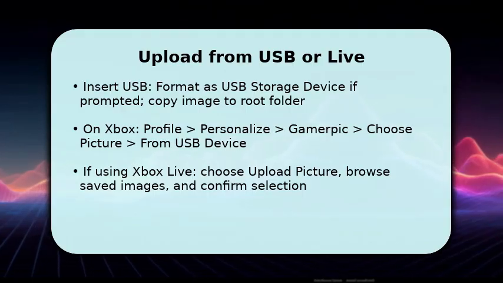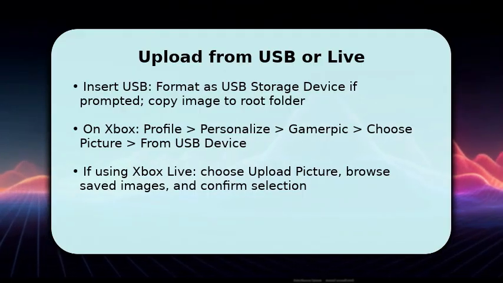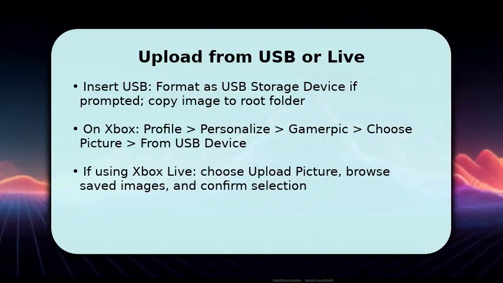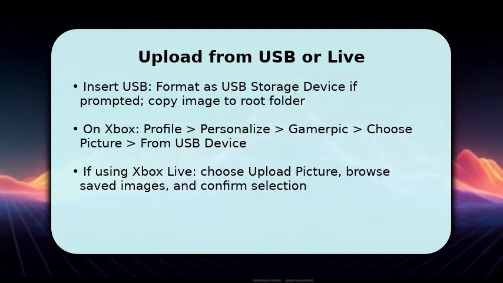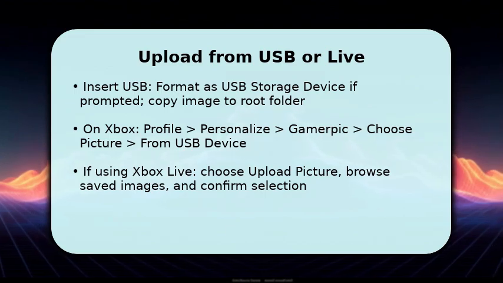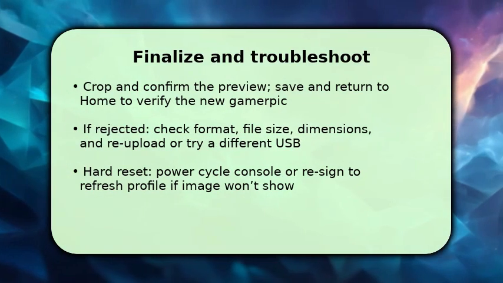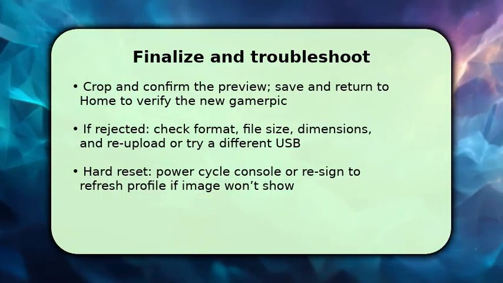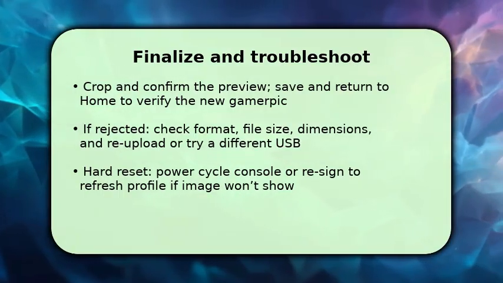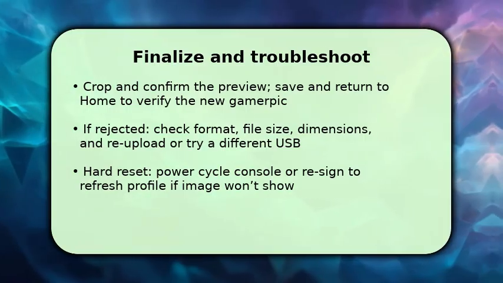If you prefer live, select Upload Picture instead, browse your saved images, and confirm. Make sure the file name and type are supported, so the console accepts the upload. Finish by cropping the preview and confirming the change. The console saves it, and the new gamer picture appears on your profile and friends list.